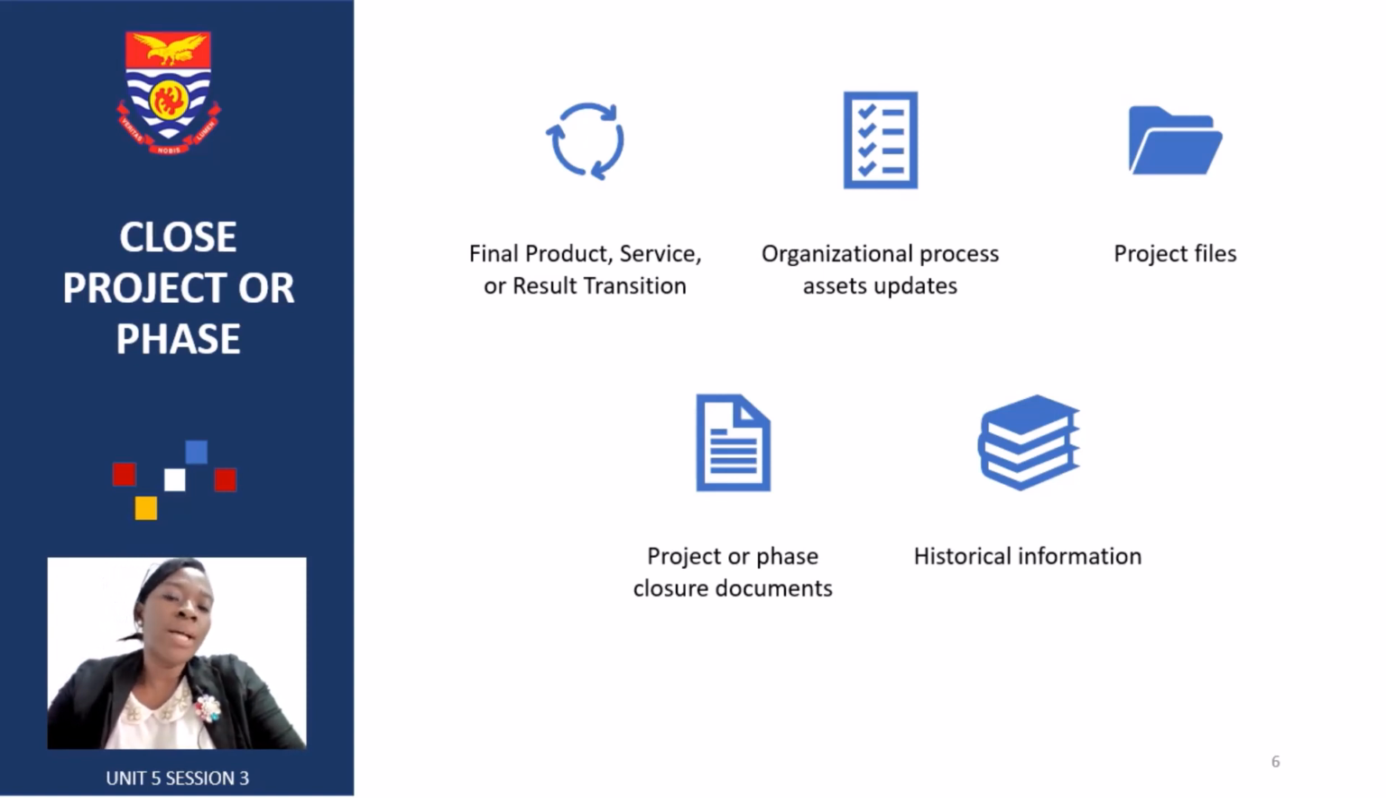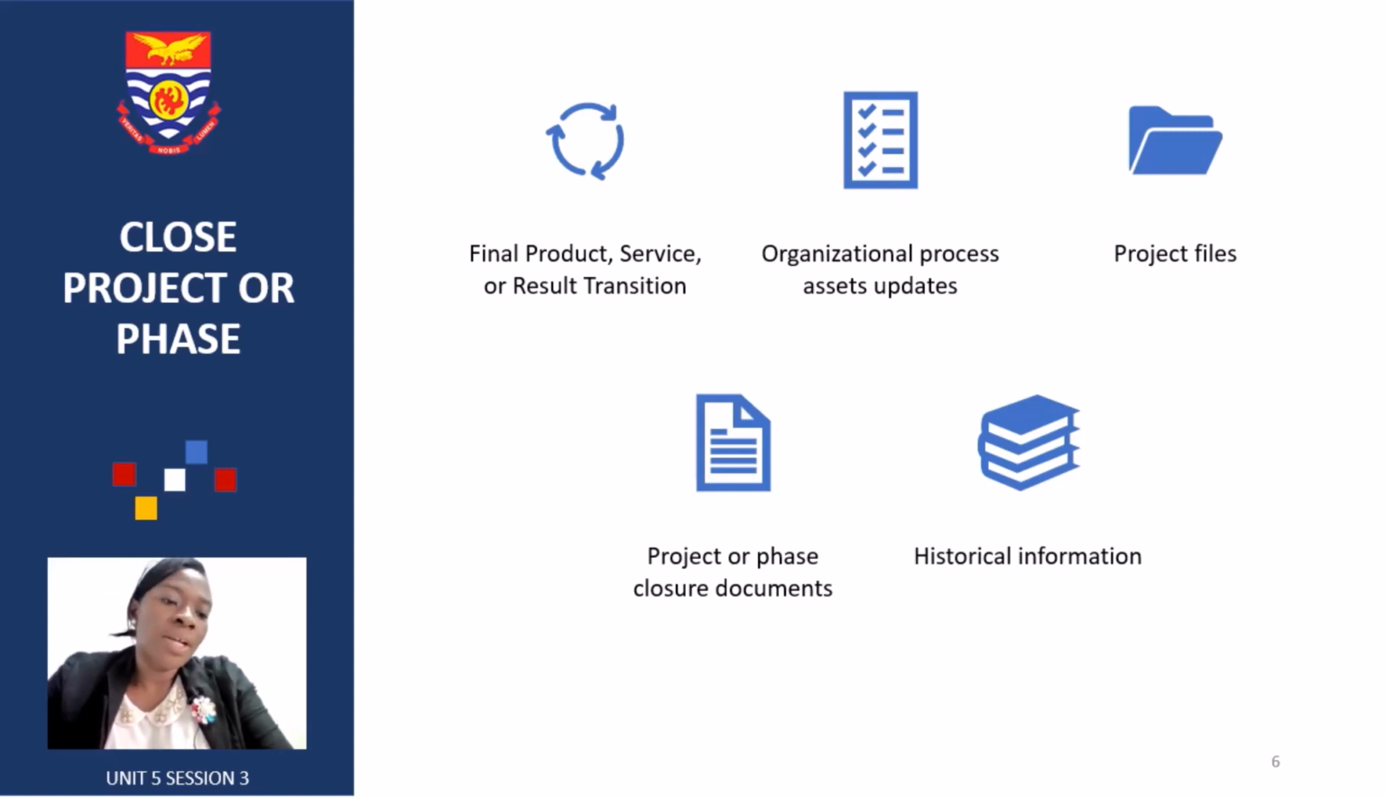Once it's done, some organizational assets would have to be updated. This is not limited to only these three, but they would usually include the project files, the project phase closure documents, and the historical information. The project files would have all documents relating to the deliverables which were supposed to be done under the project. You're also going to have the project closure document, which officially records the closure of the project and all issues pertaining to how it was closed.